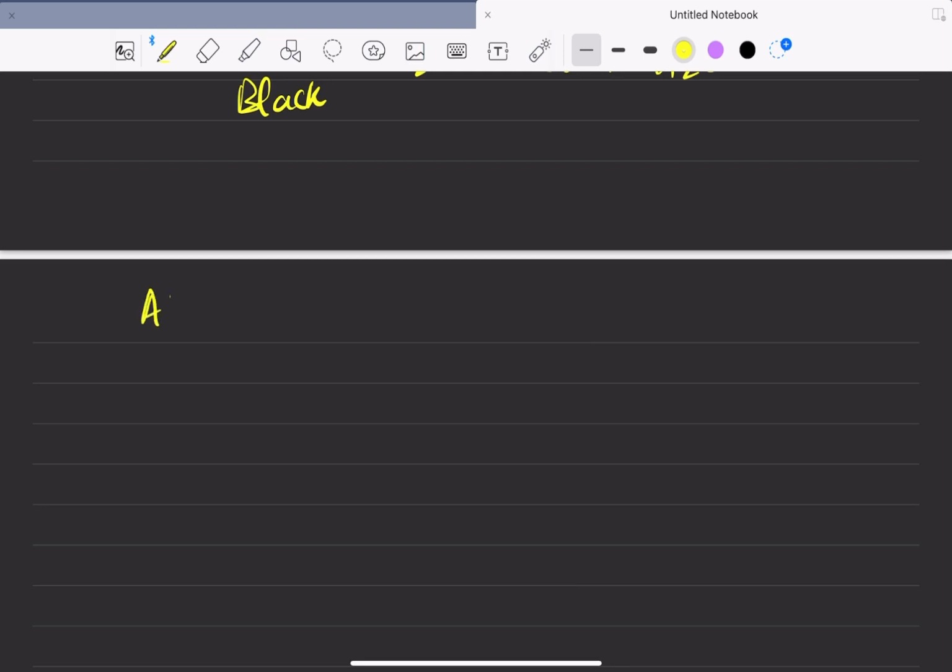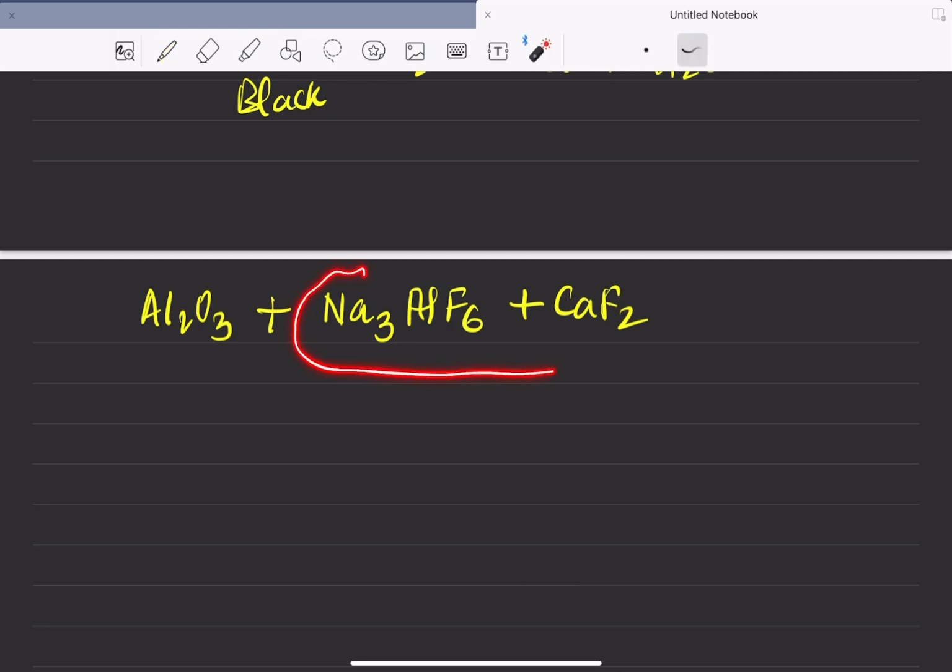So we already have alumina in the extraction of aluminium, but what are the other things that you have to identify? One of the most important things we add is cryolite, Na3AlF6. And we also add fluorspar, isn't it? So which are the components that you have to identify other than alumina? These two. One of them is cryolite, another is fluorspar. Got it? That's the answer.